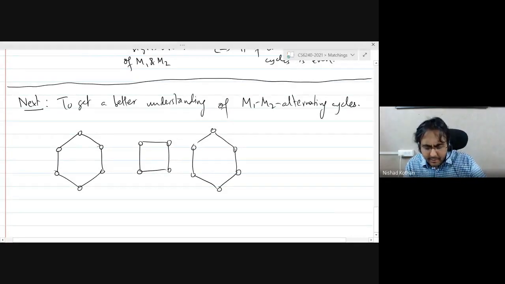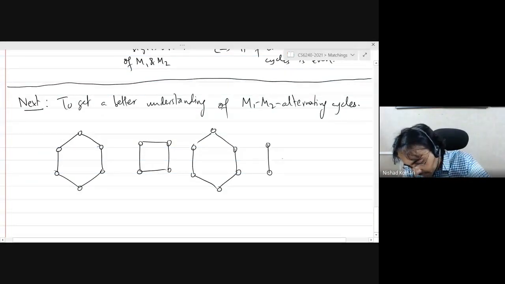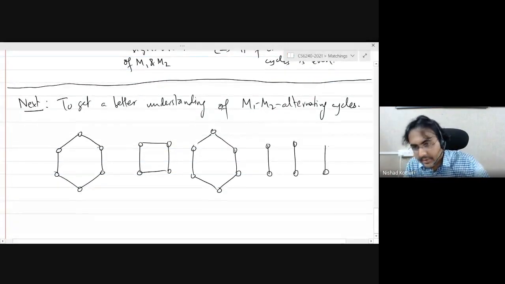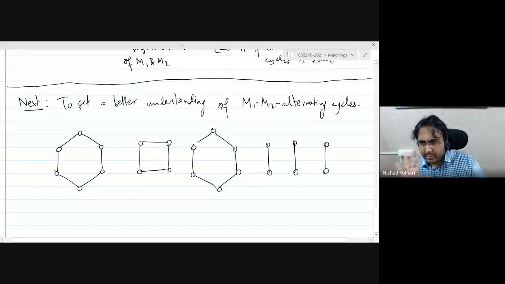And in fact, rather than looking at the symmetric difference, let me look at the union, right? I want to not throw away the other vertices. I want to keep the whole graph in my view. So the union is going to look like a bunch of even cycles and some K2s, right?